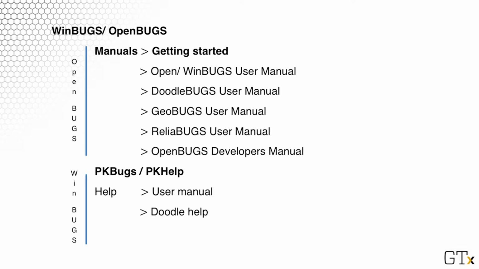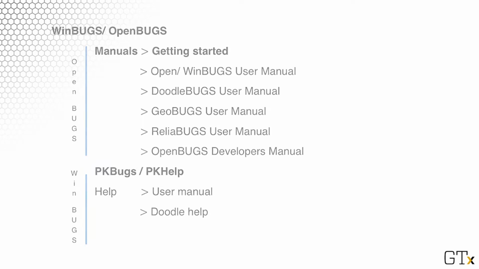OpenBugs, for example, has a user manual for the language. They have help for DoodleBugs that we did in this regression example. They have also a help manual for doing spatial statistics in Vimbugs, GeoBugs, then for doing reliability and survival theory calculations in Vimbugs, it is ReliaBugs. If you really want to be a developer in Vimbugs, there is the OpenBugs Developers Manual. Vimbugs has additional PKBugs, which is an interesting package for pharmacokinetics. So if you are in drug development, that would be something very, very useful for you.